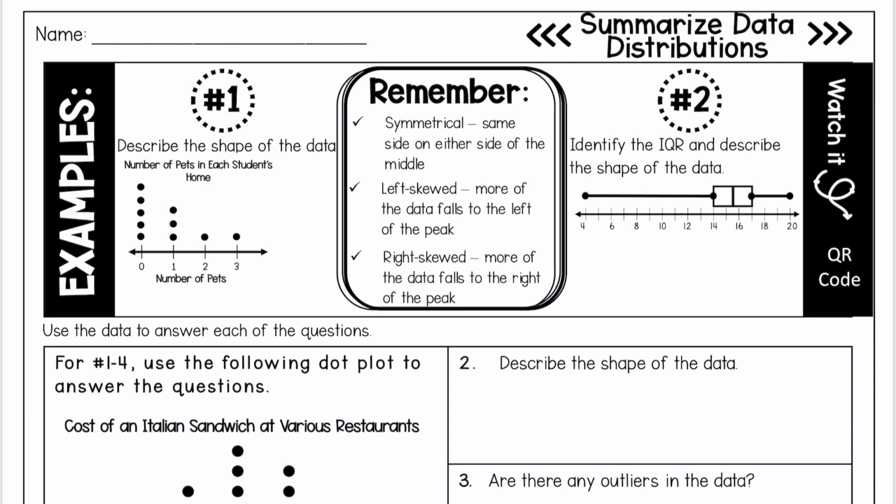Welcome to this lesson on summarizing data distributions. So I'm going to jump right into the box in the center of things to remember. Things that you want to think about when you're looking at data distributions are: are they symmetrical? Now, symmetrical just means that there is the same amount on either side of the middle.